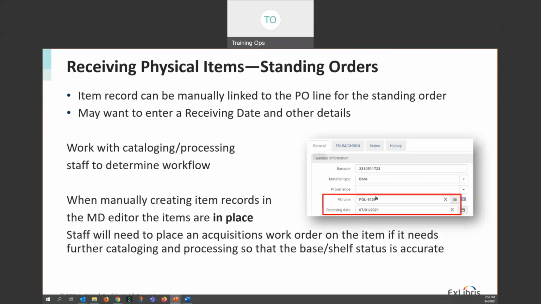So this is just a screenshot of that part of an item record, and you just click this little link right here to go to the PO line. You might want to fill in a receiving date too, because that's good information to have so you know when this walked in the door. Receiving dates are going to fill in on everything you receive, so it's a good idea to make that part of your practice for standing orders.